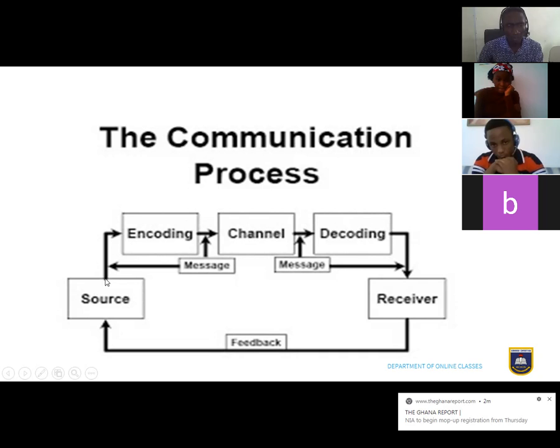If you look at the top here from the source, we see an arrow going up to a box called encoding. Encoding is a function performed by a sender or a source. It means the source puts the information in a form to be well understood by the receiver. So the source encodes, meaning he puts the information in a form that can be understood.